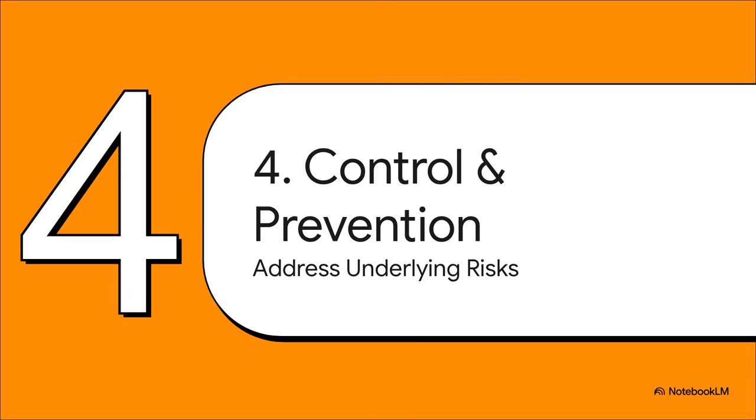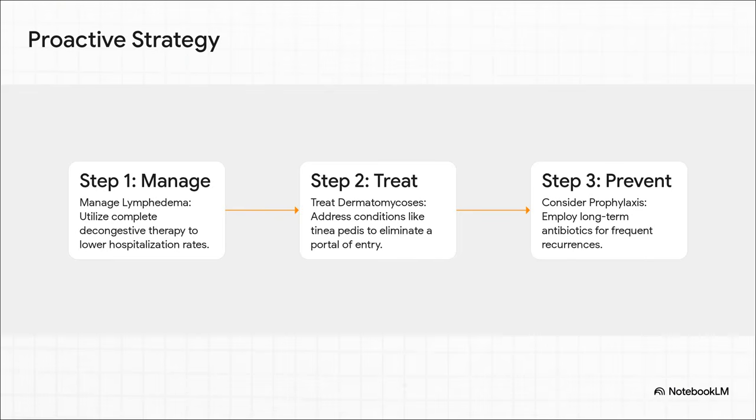You know, antibiotics are just one piece of the puzzle. To really stop this from coming back, we have to go after the root causes. It's about proactive prevention, not just putting out fires. So here's a simple 3-step strategy for prevention.